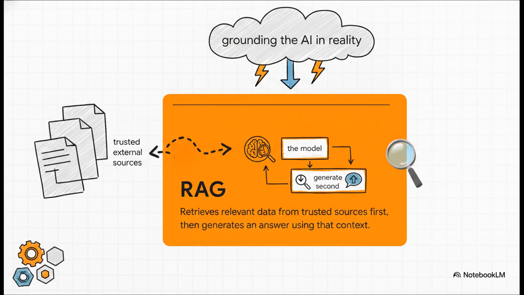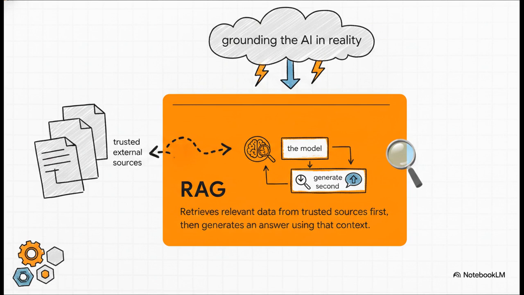The best way to think about it is like an open book test. Instead of forcing the AI to memorize the entire internet and just guess the answer from memory, RAG lets the AI read your specific, trusted textbook right before it answers the question. It retrieves the relevant info from your trusted external sources first, and then it asks the model to generate an answer based entirely on that specific context. So in really simple terms, retrieve first, generate second.